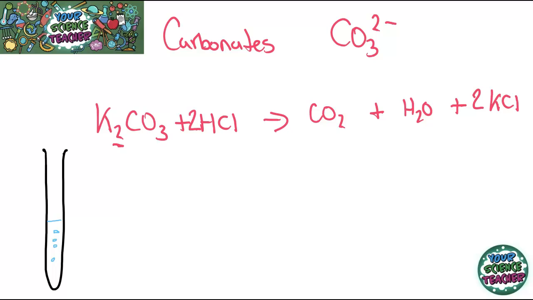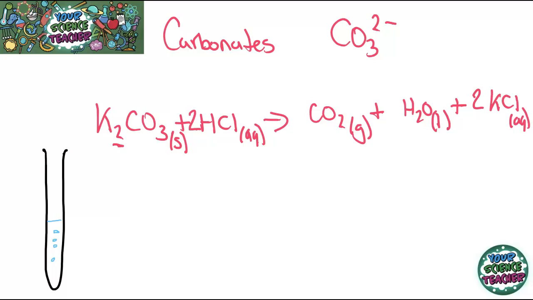And let's have a look at what this reaction would look like. So I start off with my solid potassium carbonate, or it could be aqueous, it doesn't really matter. And I'll have aqueous hydrochloric acid, and I'll make a gas of carbon dioxide, and that's important, as well as a liquid of water, and potassium chloride, which would be a salt, which will dissolve.